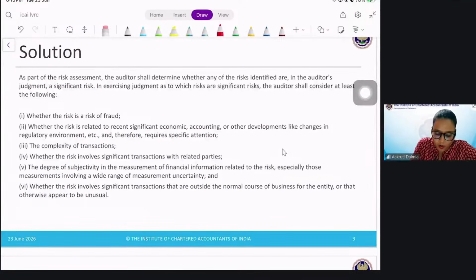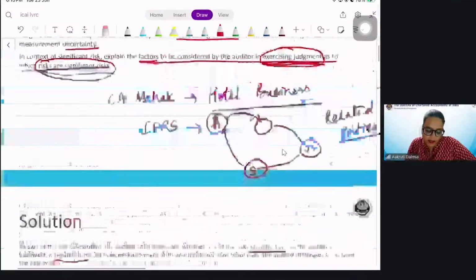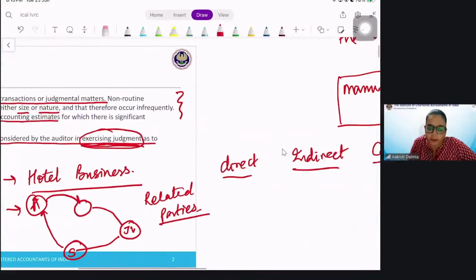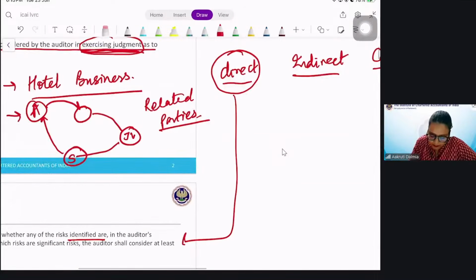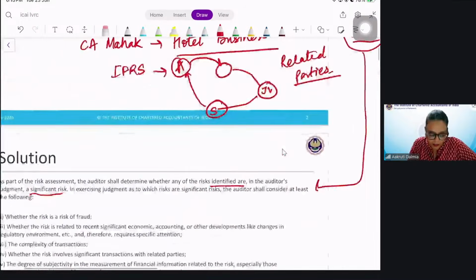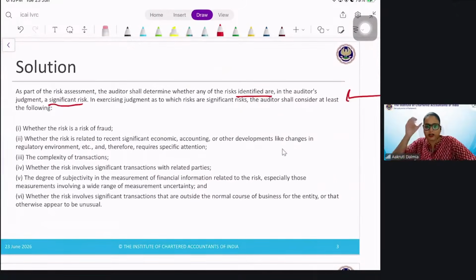As a part of risk assessment, the auditor shall exercise whether any of the risks identified are, in the auditor's judgment, a significant risk. Do you remember one tip I gave you for direct questions? Writing tip I gave you. Can anyone tell me what tip I am talking about? If there's a direct question and it has a lot of points, what did I tell you? How to write the answer? How to start the answer?